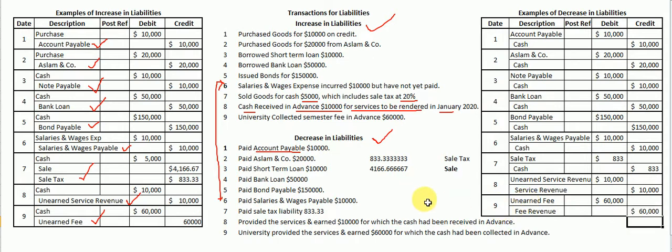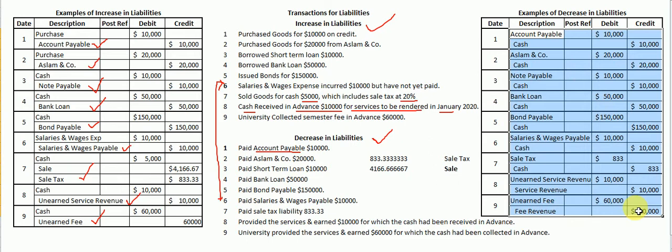So dear students, today we have covered all transactions, where you have learned how liabilities increased in each and every transaction, and in these examples you have learned how liabilities decreased. Okay, hope you have got it.